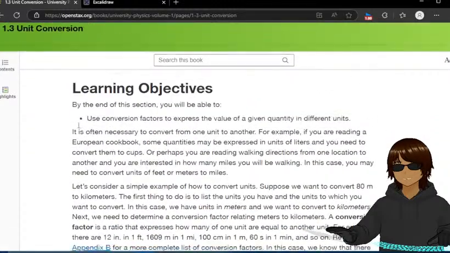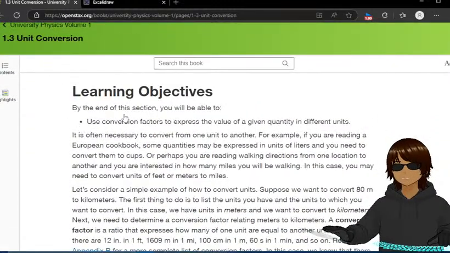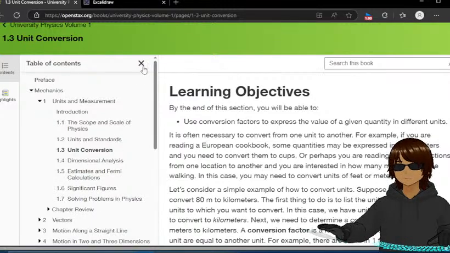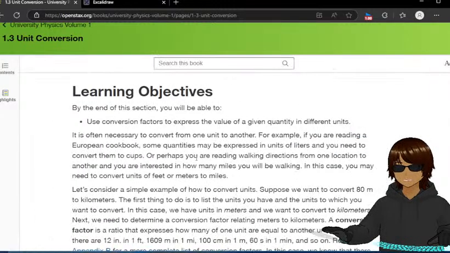Unit conversions. How many chapters are there? I will try to finish all of them. We will see. Use conversion factors to express the value of a given quantity in different units.